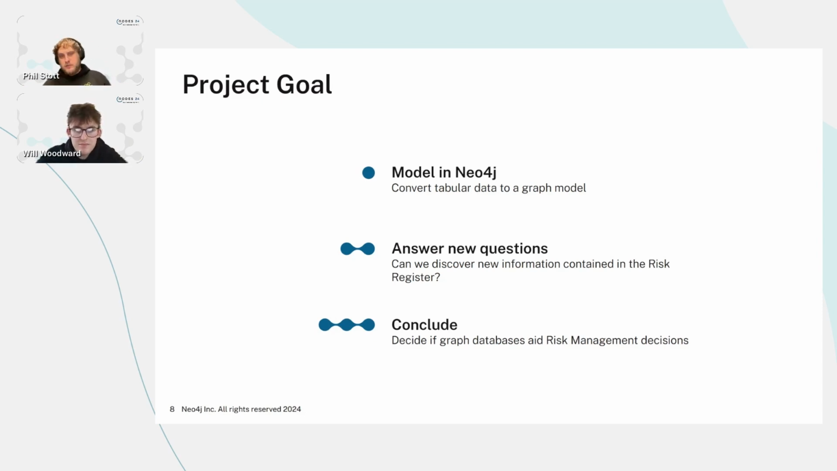So we had some project goals. And we could summarize this in almost 3 phases. First of all, the one-day quick modeling in Neo4j. Let's convert the tabular data to a graph model. Can we do it? And I say, yes, I think we can. The main cut and thrust of this is, can we answer new questions based on the information in the risk register? Not adding more information, but on the information that's already there, represented in a better format. In this structured graph, can we do this? And through that, conclude, do graph databases aid risk management decisions in the way that we think they should?